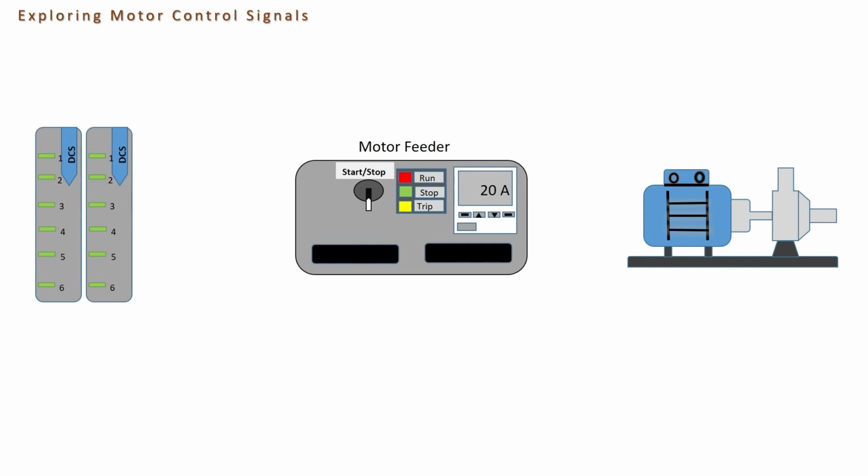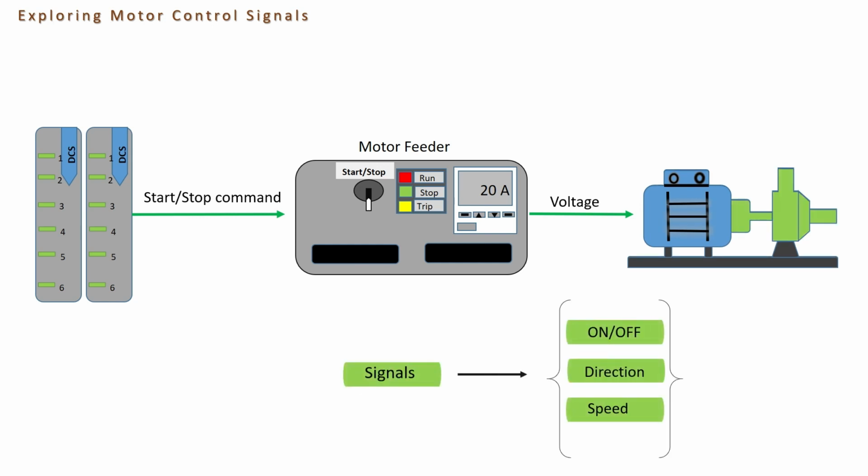Now, let's shift our focus to motor control. Motors are the powerhouse behind many industrial processes, and proper control is essential. The basic control signals for motors encompass. Understanding these signals is like decoding the language motors use to execute specific tasks. Whether it's managing the speed or changing the direction, these signals are the key to a motor's responsiveness.